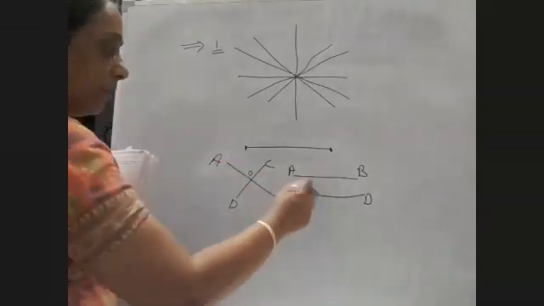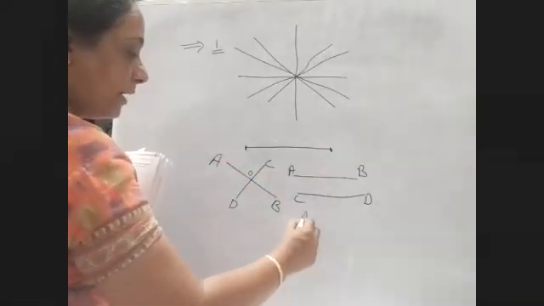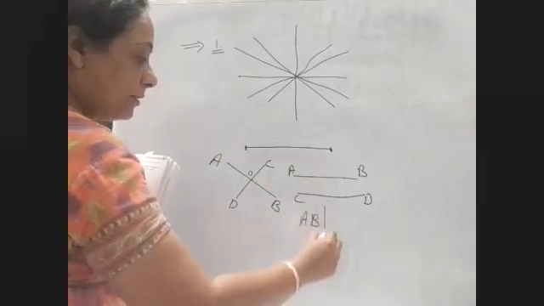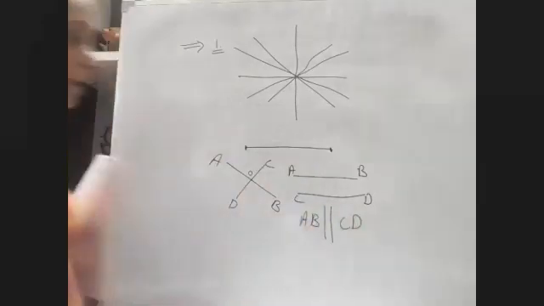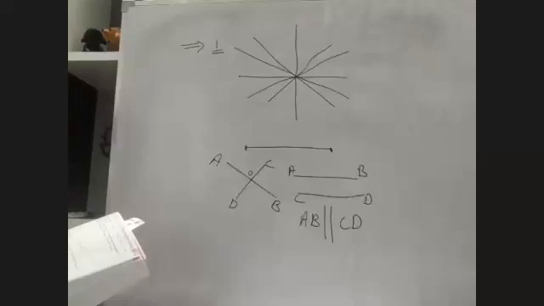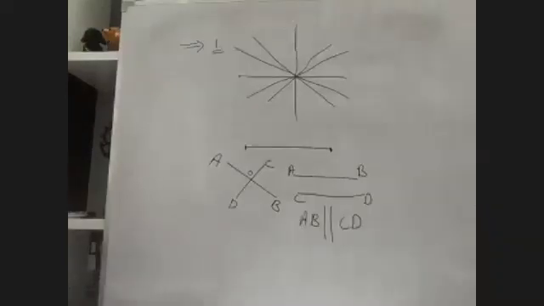Now we write AB is parallel to CD. We write AB, this is the sign of parallel, CD. It means these are 2 parallel lines. Clear, students?